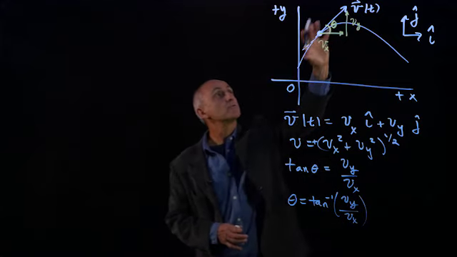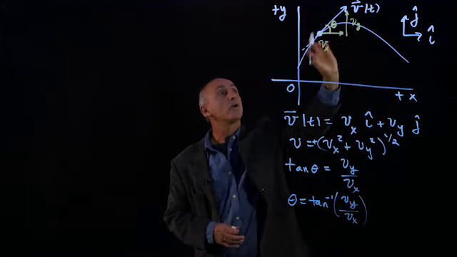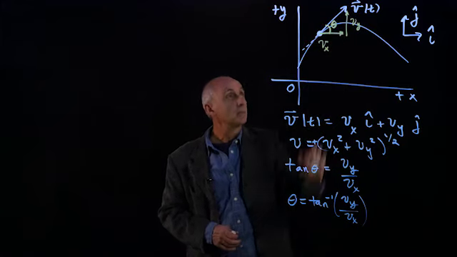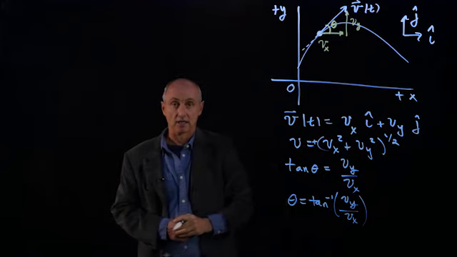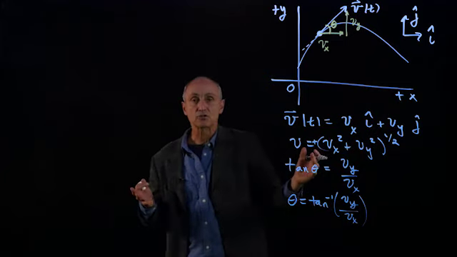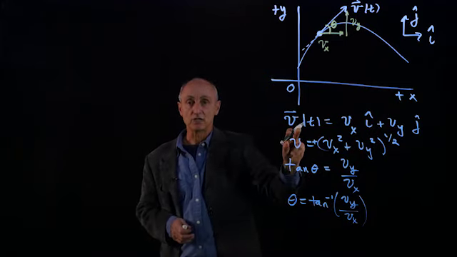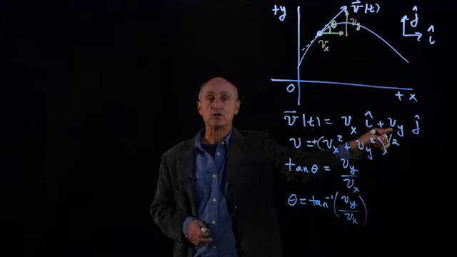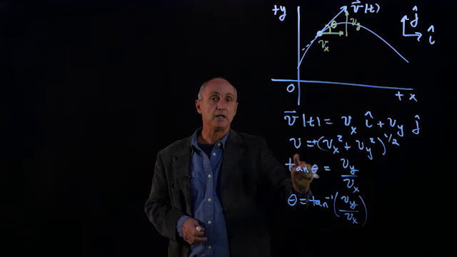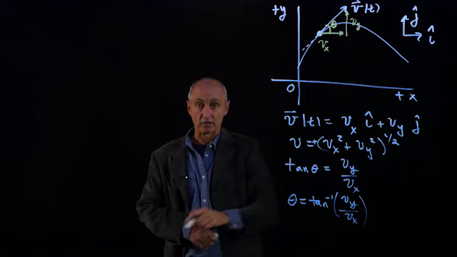And so now we've described not only the direction of the velocity, but the angle that it's making with the horizontal axis. And so we've now completely described the instantaneous velocity vector at time t in terms of its two component functions, its speed, and the angle that it makes with the positive x-axis.